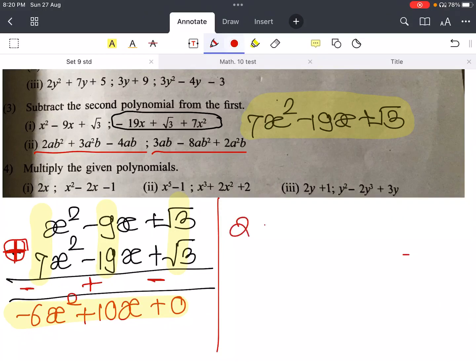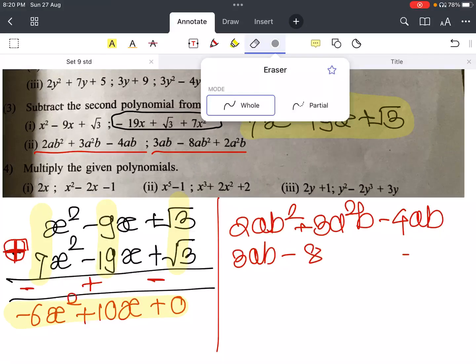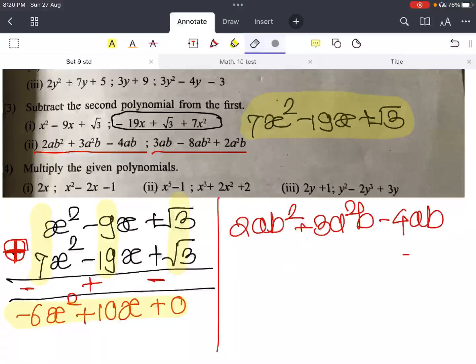So 2ab square plus 3a square b minus of 4ab. So this is the first equation. Now we are subtracting the second equation. So 3ab minus 8, sorry, don't write like this because we have to simplify this first. So ab square, we have to write it first.